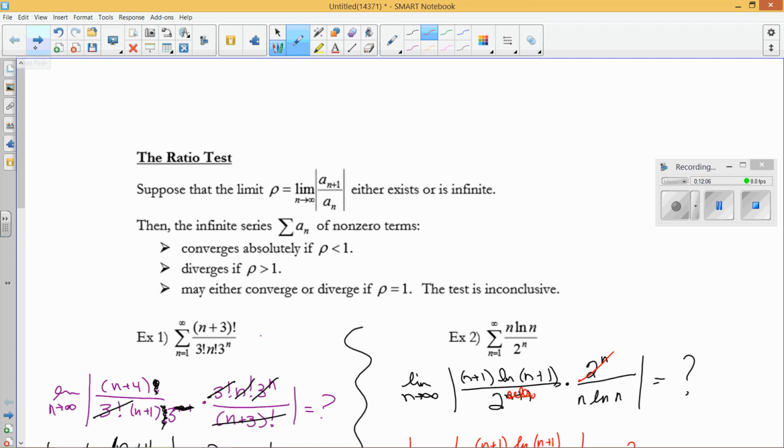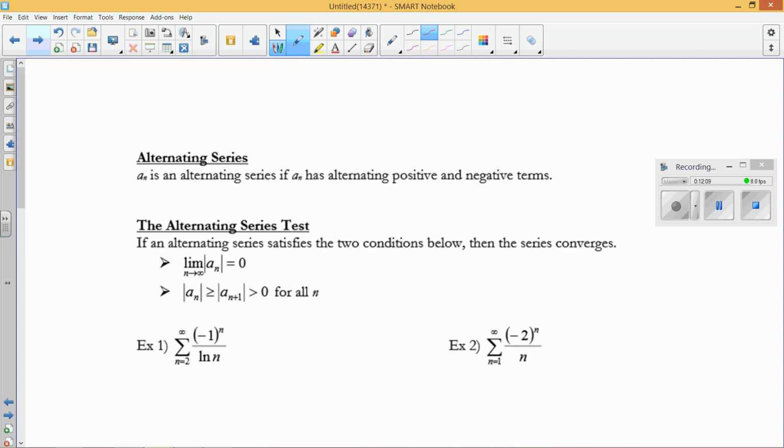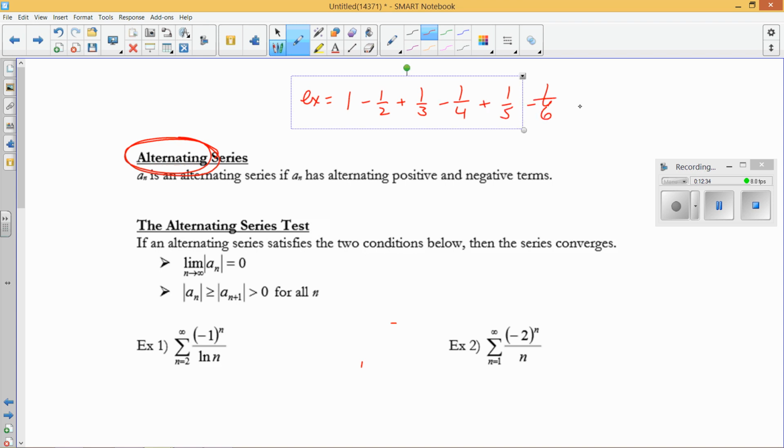Now, turn the page. Here's where your life gets easier. Not every series is a positive term series. Lots of series are alternating series. Alternating series have alternating positive and negative terms. An example, and you don't have to write this down, would be 1 minus a half plus a third minus a fourth plus a fifth minus a sixth, and so on. That's an alternating series. You can have alternating geometric series. You can have alternating any kind of series you want. If they go positive, negative, positive, negative, then they're alternating.